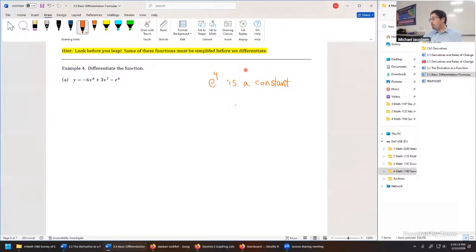So watch out, e power x is not constant. And if you had an e power of x in the problem, you would say y prime is itself e power of x. But this one's easy to miss because we're often thinking in terms of this differentiation formula here. If the x is missing, it just doesn't work whatsoever.